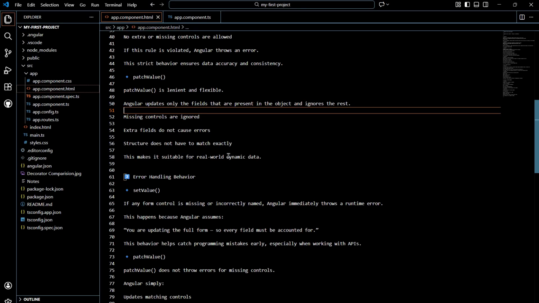Okay, so no need to match the structure exactly. You can simply leave it. This makes it suitable for real world dynamic data. Okay, so these are all the pointers that are related to patch value.